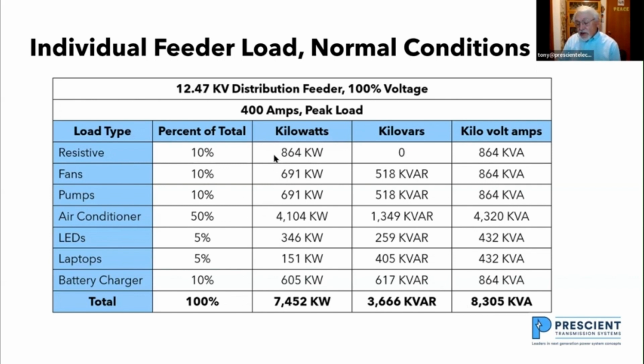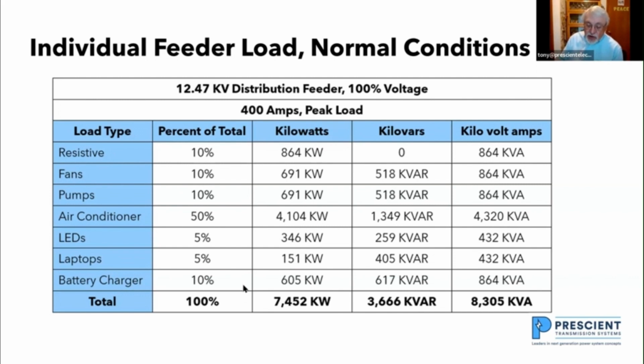And so that was 864 kilowatts of resistive load. The fans were 691 kW plus 518 kVAR. The air conditioners were 4,000 kW plus 1,300 kVAR. The total for the circuit was 7,400 kW, 3,600 kVAR, and about 8,300 kVA. This is at 100% voltage.